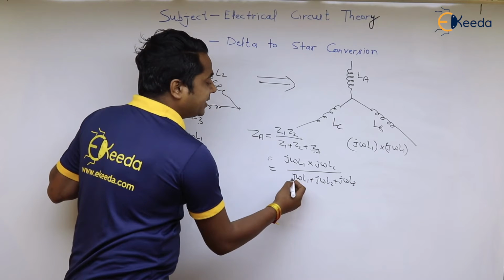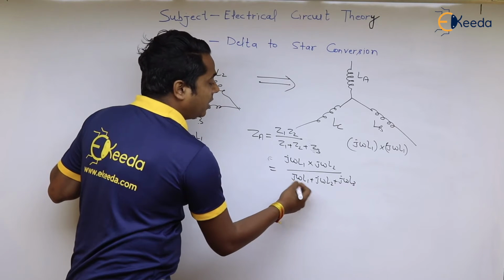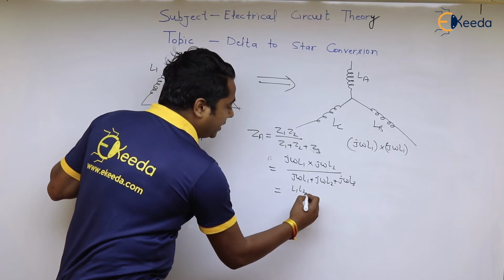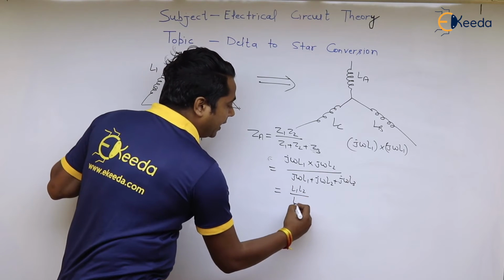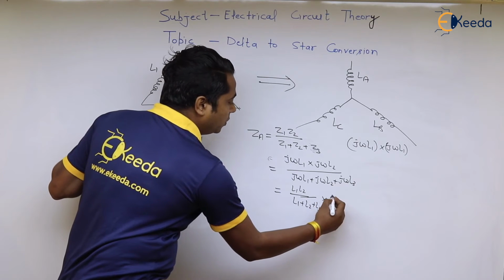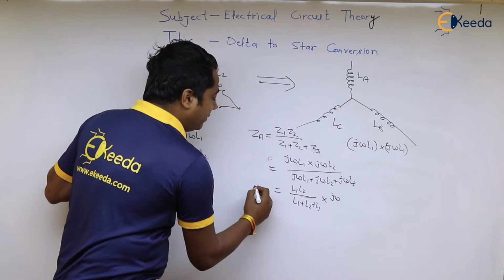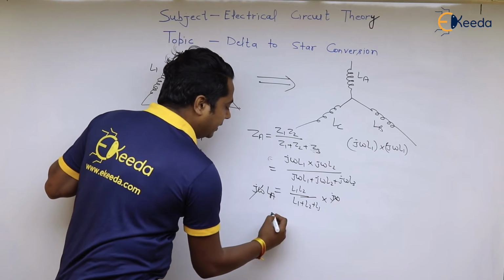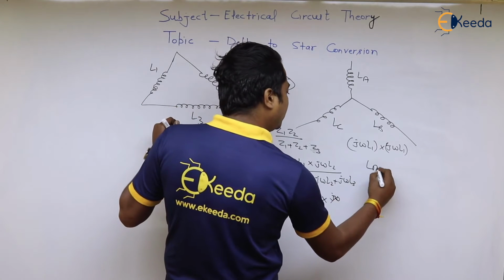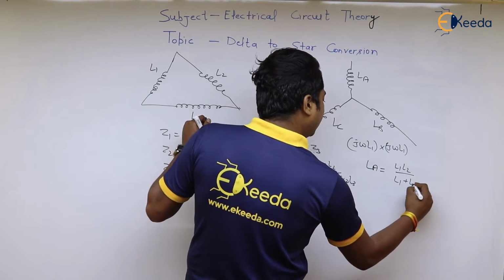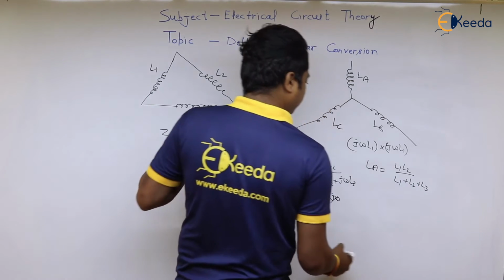We will take the common j omega, j omega cancels out and one j omega will remain, and we can write here L1 L2 upon L1 plus L2 plus L3 into j omega. Here we will be writing j omega into LA. J omega cancels out. The value of LA will be equal to L1 L2 upon L1 plus L2 plus L3.